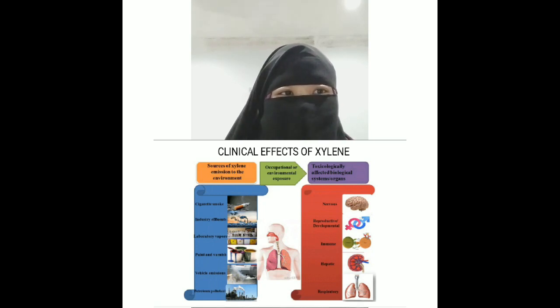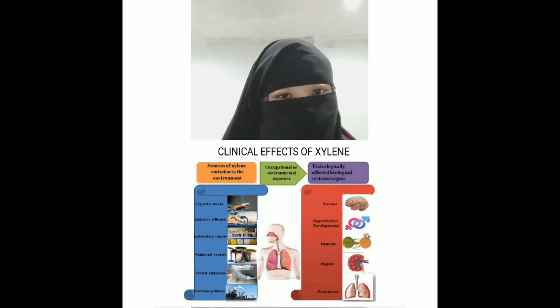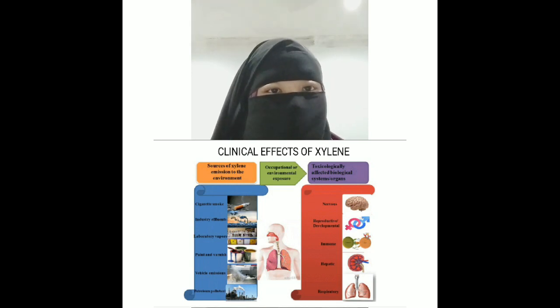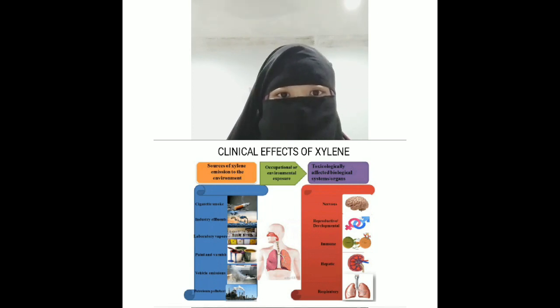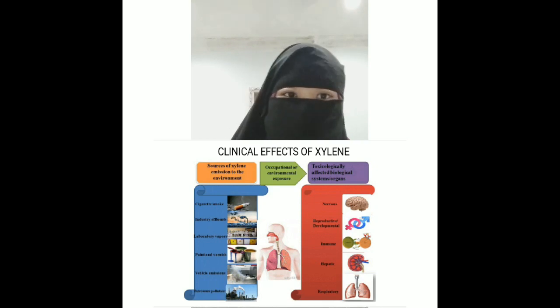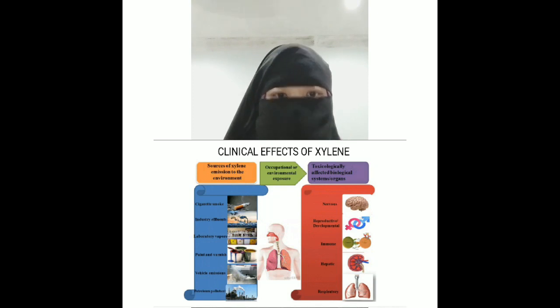All of these sources may expose humans through either occupational or environmental exposure, which then will toxicologically affect the biological systems or organs in the human body, such as the nervous system, reproductive or developmental systems, immune system, hepatic system, or respiratory system.